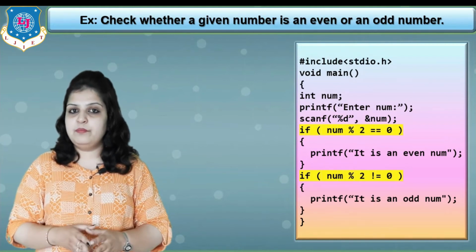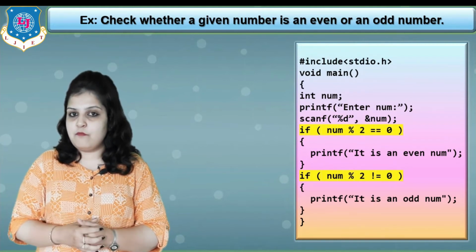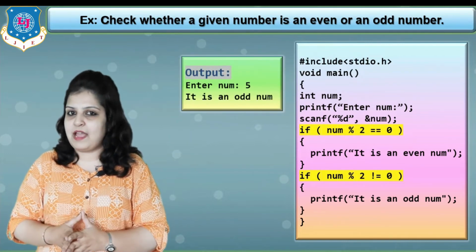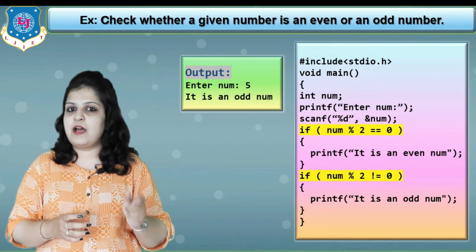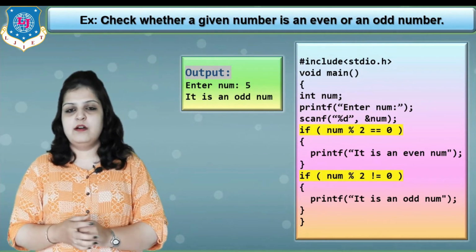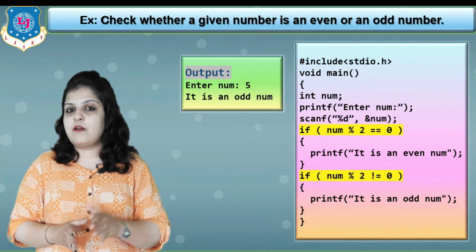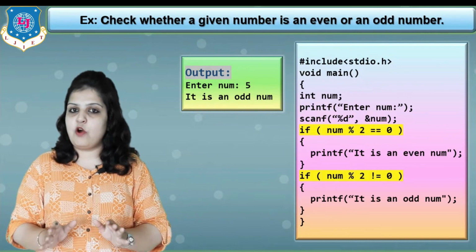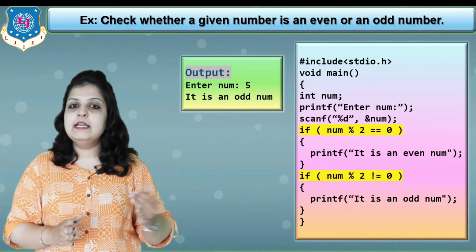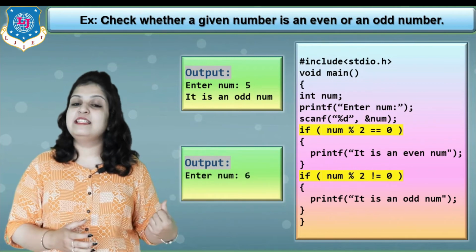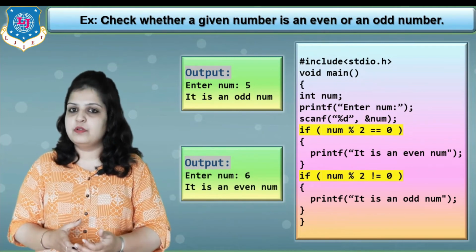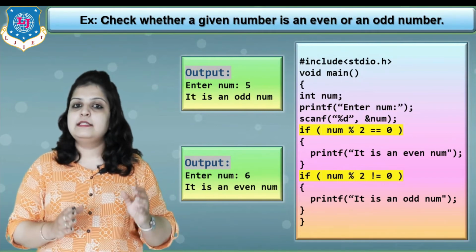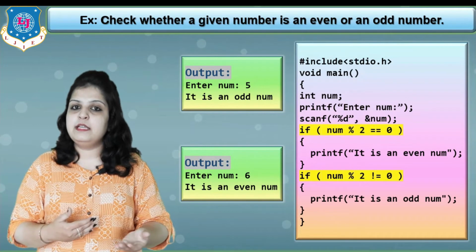When you run the program, you have two types of outputs. Suppose see the first output, enter number is equal to 5. First check the condition, 5 modulo 2 is equal to 0. Our condition will be false because 5 is not divisible by 2. So this even number statement will be skipped automatically, and it checks for the other condition. The second condition for 5 will be true and our output will be displayed like it is an odd number.